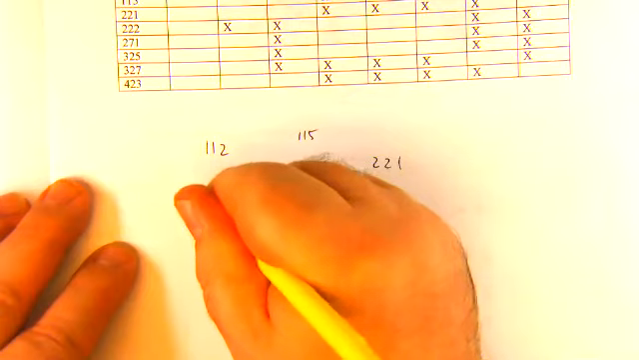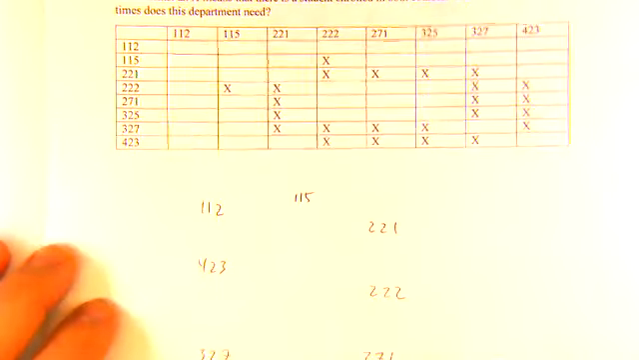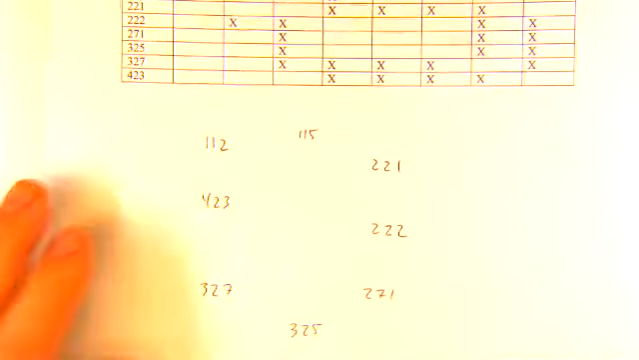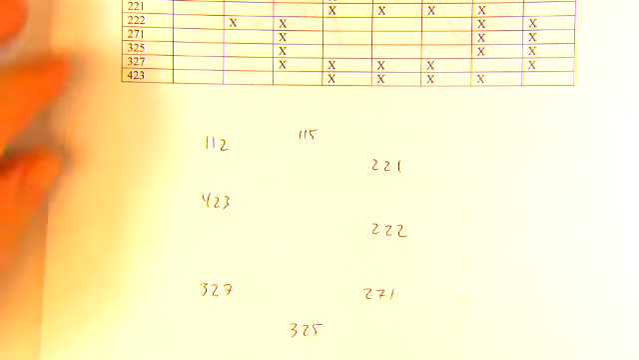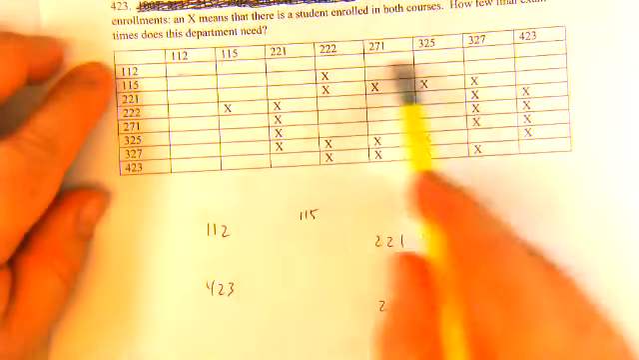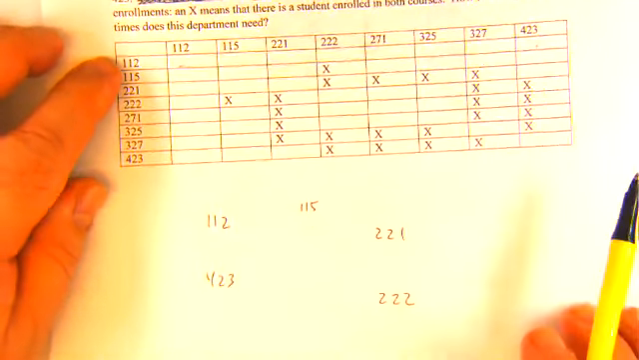327, 423. So there's all the courses that I've got, and they're all listed as vertices. And we'll put an edge between 2 courses, and an edge means that a student is enrolled in both of the courses. So for 112, 112 has no edges. It's an isolated vertex. None of the students in 112 are taking any of the other classes.